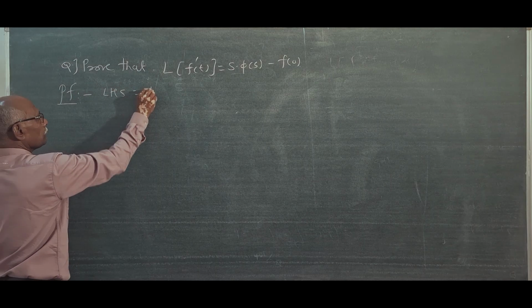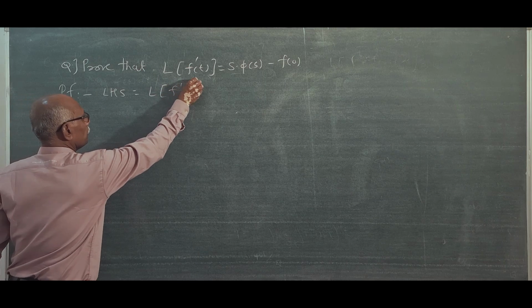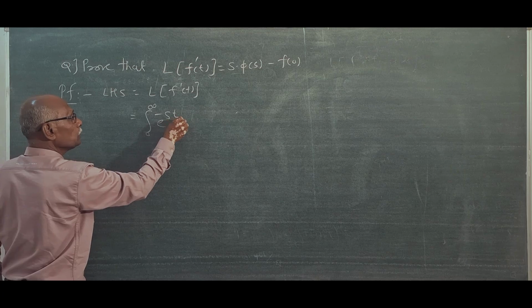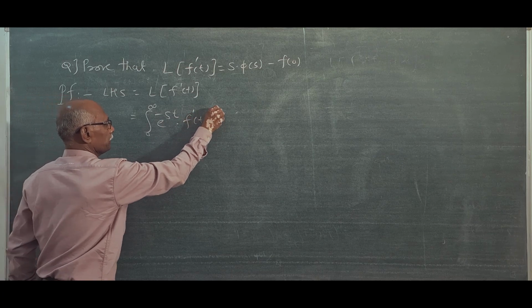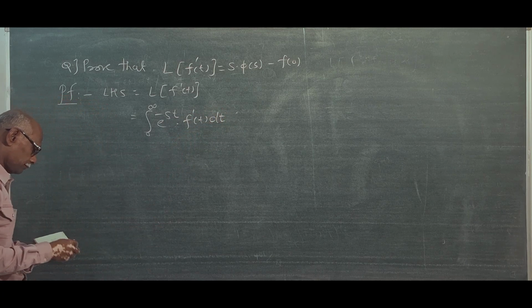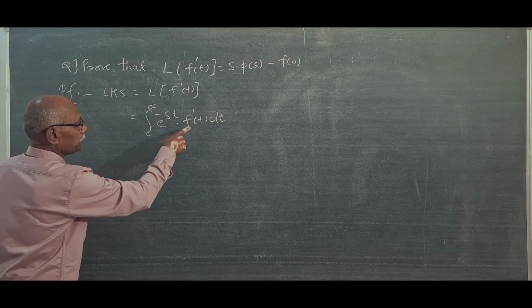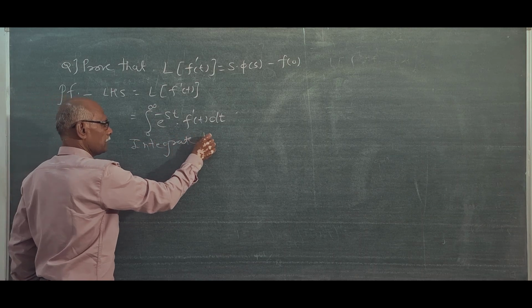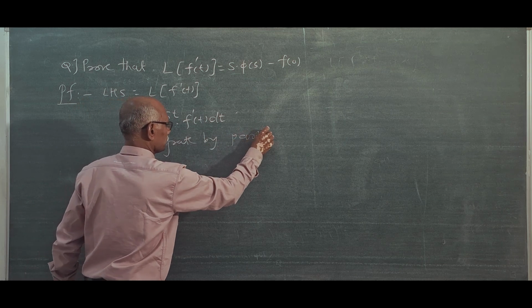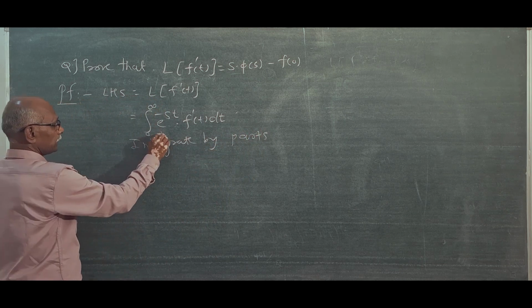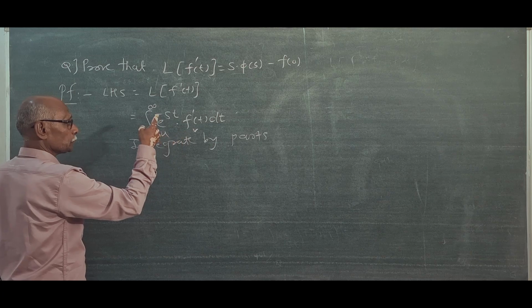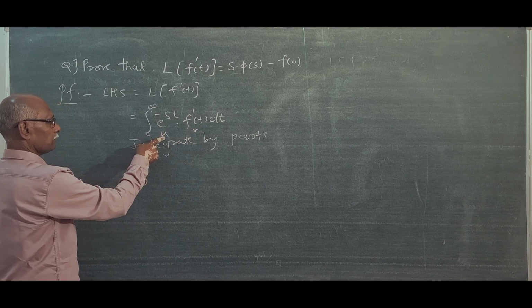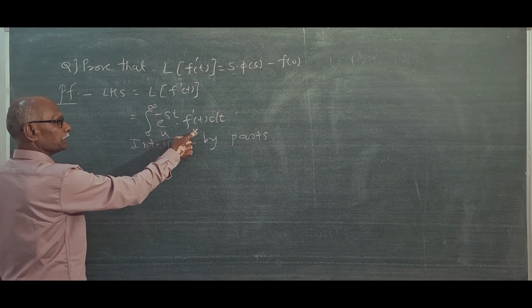Laplace of derivative is the same as the integration from 0 to infinity of e raised to minus st into f dash of t dt. It's a usual formula for Laplace. Then we integrate by parts, because it's a product. We call one part u and the other v, suitably, so that derivative and integration will cancel and we are comfortable. Therefore, we have chosen this to be u and this to be v.